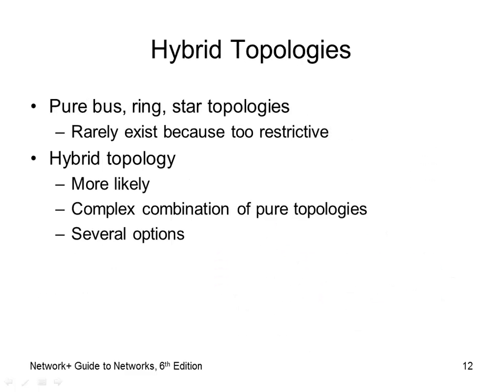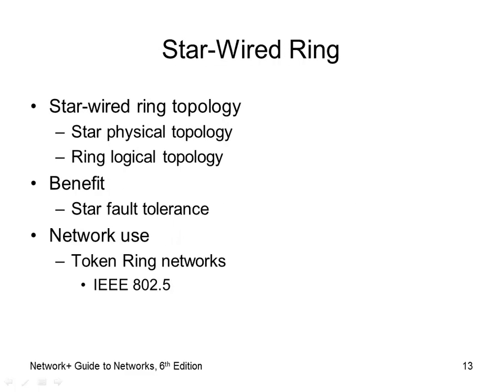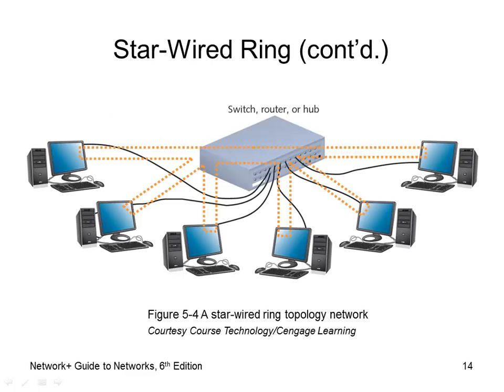So a hybrid is simply a combination of those. And a hybrid is more likely because you seldom see complete networks that are just one or the other. So for some examples of hybrid, you can have a star wired ring, which has a star physical topology and a ring logical topology, which would give you the fault tolerance of a star, but it's wired like a ring. Here's their example of that, of a star wired ring. So see, now I've got a switch in the middle, but every computer is connected to that switch with one cable.